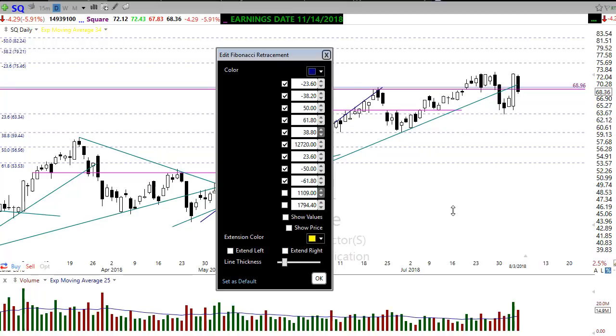So I'm looking for those major areas. And these, heck, I don't need these. I can shut that one off. I don't need that on there. I just need these numbers here because I'm a swing trader.